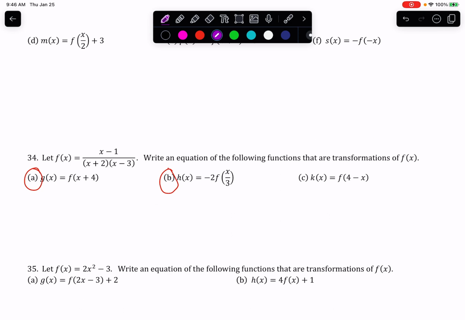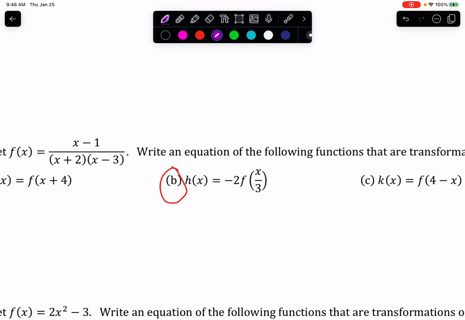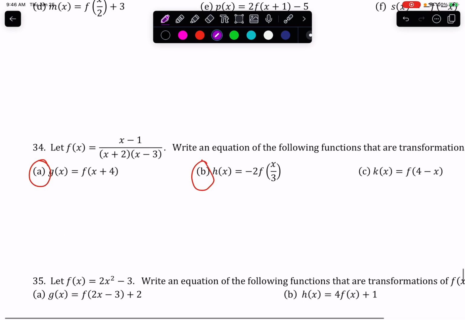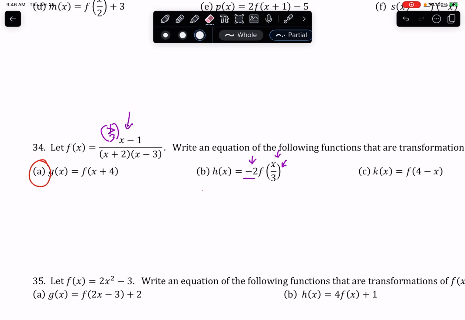Now 34, people asked about 34B. You have to do the exact same thing we just did, only it's with a rational function. You may need a separate sheet of paper to work on this, but it means you take the function and first you put x over 3 everywhere there's an x, and then you multiply by -2. Now you have to work out your fractions. You can't have complex fractions in your answer. So I'll go real slow so that you can see how to do this.